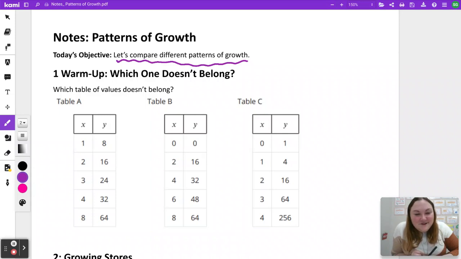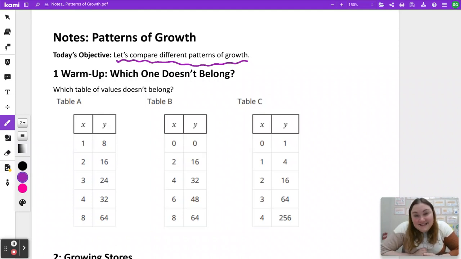Alrighty, so looking at these 3 tables here, like we said, there is no correct answer for why one of them doesn't belong with the others. The focus is really on can you come up with an argument. For example, some people might say table B doesn't belong with the others because if you look at those x values and the y values, all of these numbers here, 2, 4, 6, 8, all of these numbers are even numbers, whereas tables A and C have some odd numbers in them. That could be a reason.